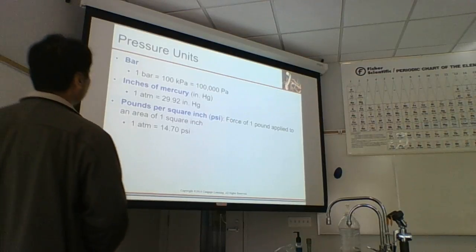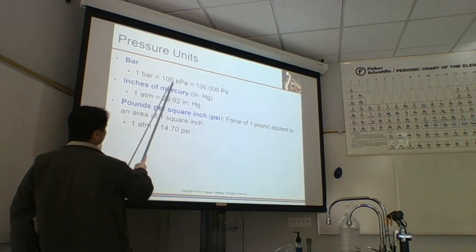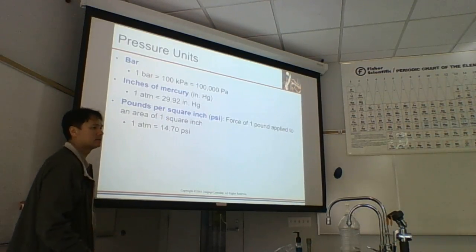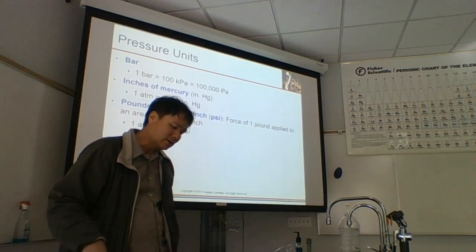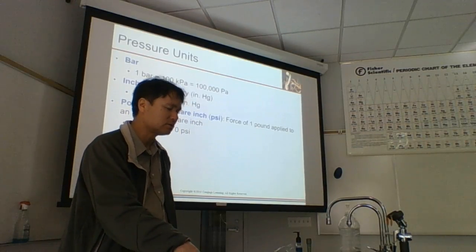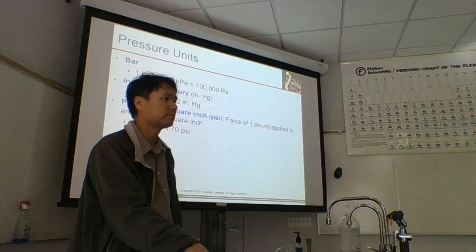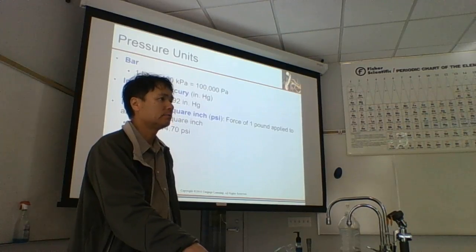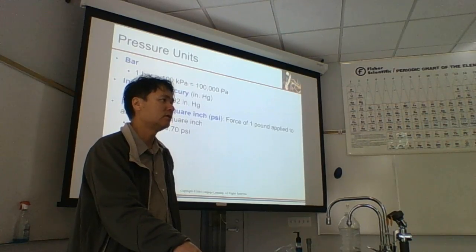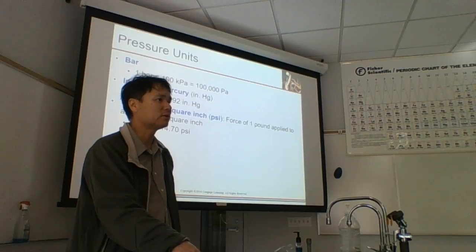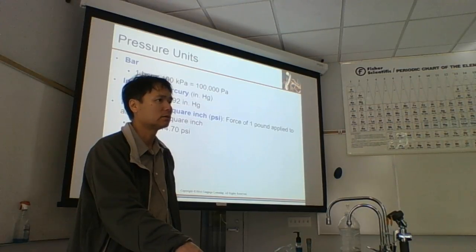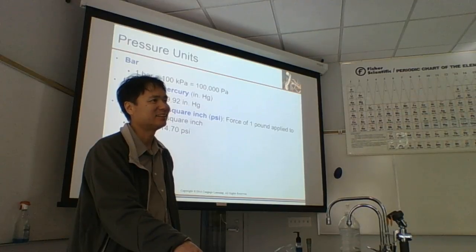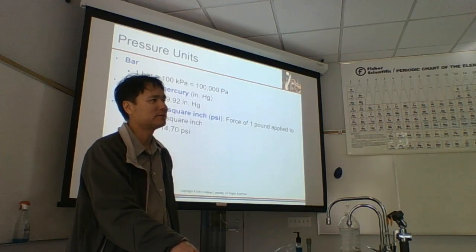1 bar is 100 kilopascals, or 1 times 10 to the 5th pascals. A bar is very important because now there's a big push to switch to bars. People are trying to get the U.S. to convert from atmospheres to bar. You think that's going to happen? I'm not very optimistic.